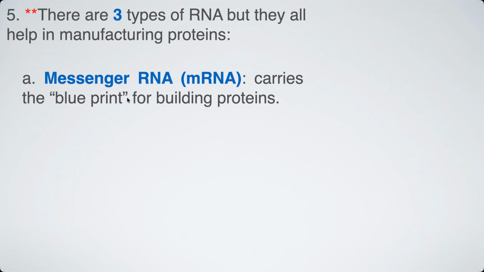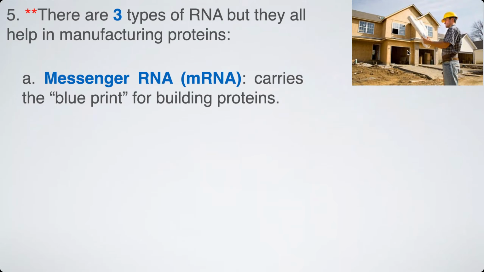The first type is the messenger that we were just talking about, right? That's called mRNA. The M stands for messenger, and it contains the blueprint for building proteins. So if you're the nucleus and you need something made, you're going to need a blueprint, and mRNA is what you're going to be making. I always try to think of it like a foreman, someone who has the blueprint, is aware of what's supposed to happen.